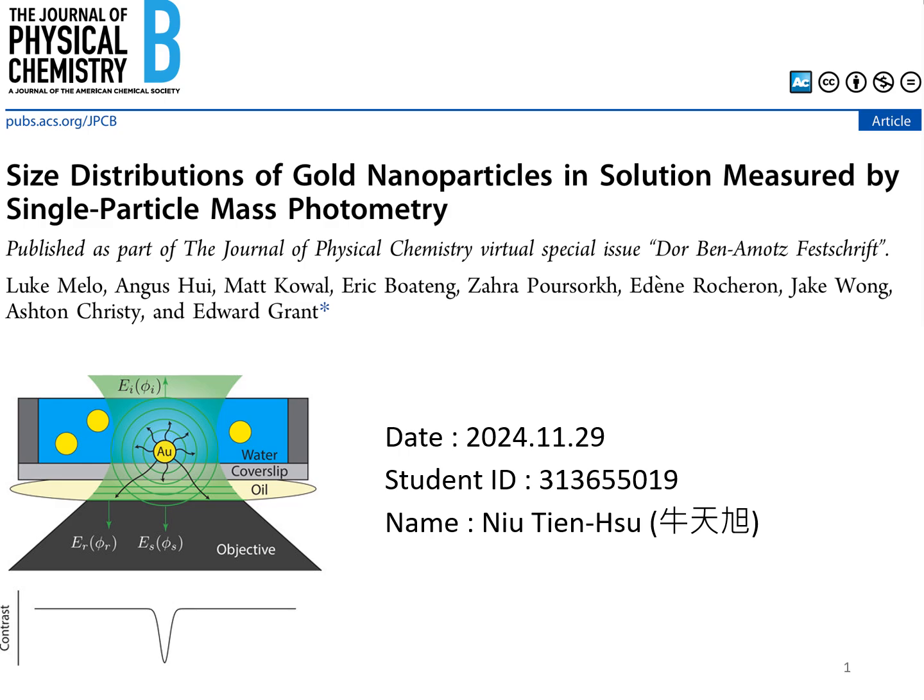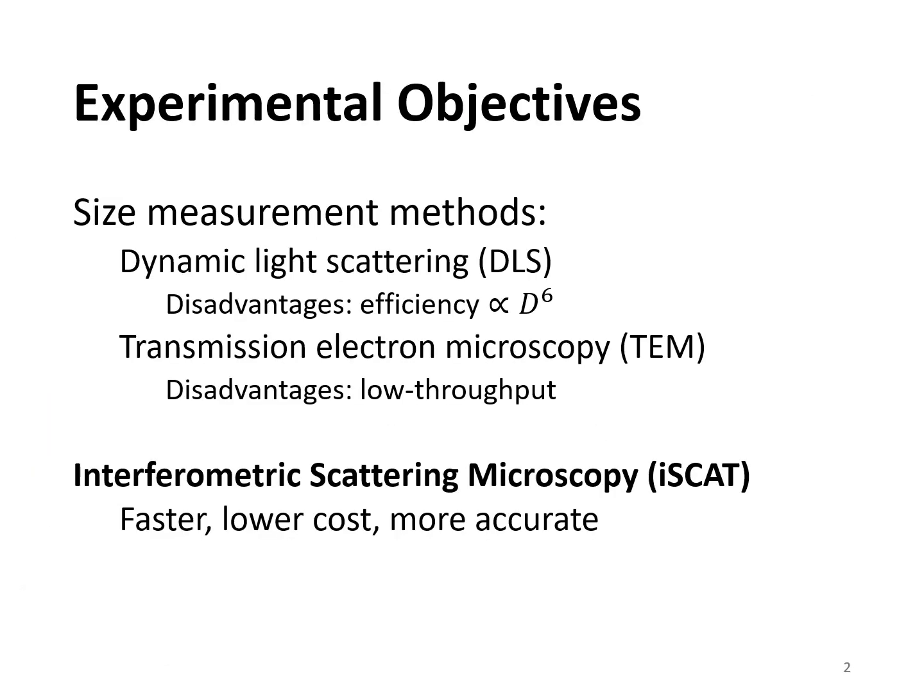Today I will introduce the topic: size distribution of gold nanoparticles in solution measured by single particle mass photometry. Gold nanoparticles have attracted widespread attention due to their physical and chemical stability and safety for biological use, making them important for application in biosensors. However, the utility and applicability of gold nanoparticles depend on their size.